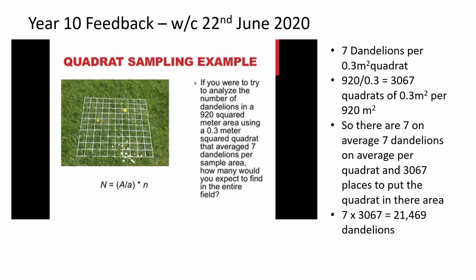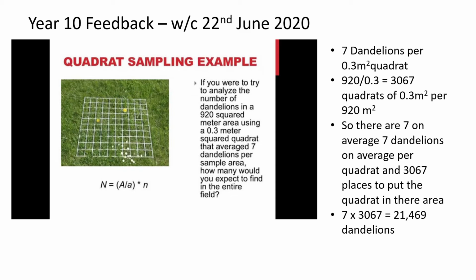The question says, if you try to analyze the number of dandelions in a 920 square meter area using a 0.3 squared quadrat that averaged 7 dandelions per sample area, how many would you expect to find in the entire area? So as you see, you've got a picture of quadrats split into areas, and then within that entire quadrat there's roughly about 7 dandelions.